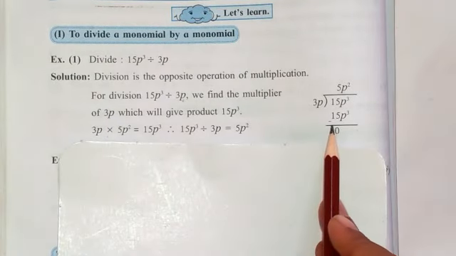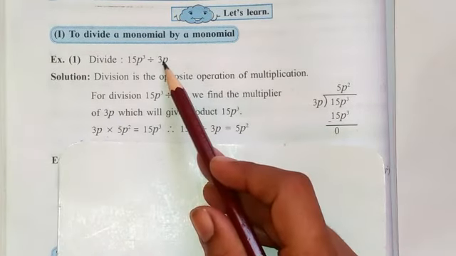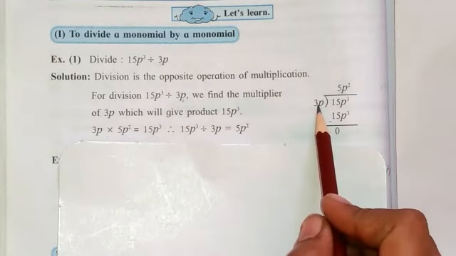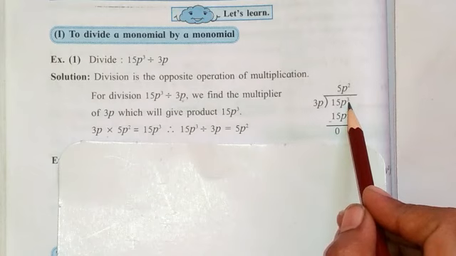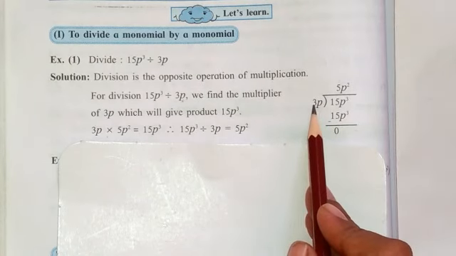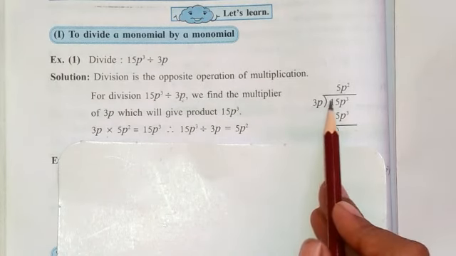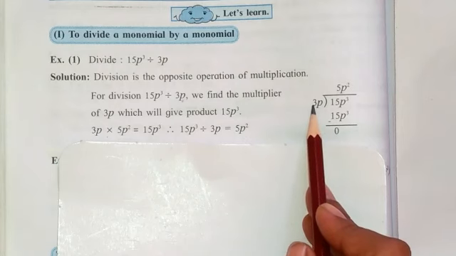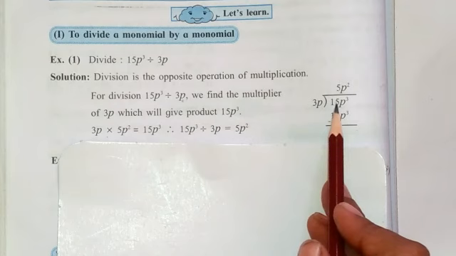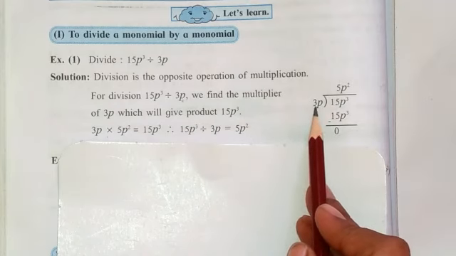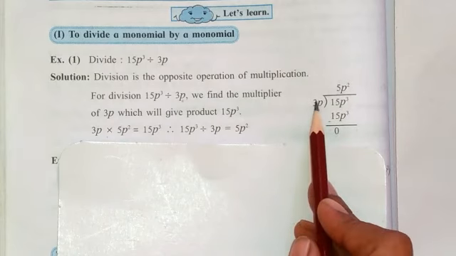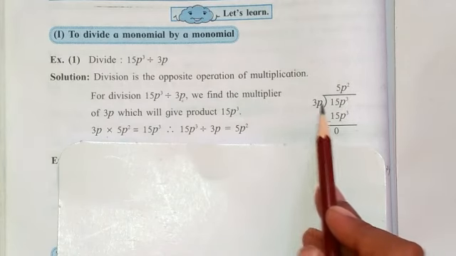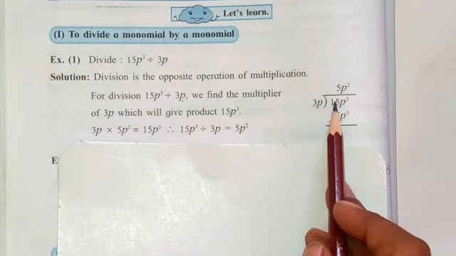Now students, let's focus here only. This 3p we are going to write it here, and 15p raised to 3, which we are going to write here. Now students, first of all we are going to look towards the coefficient, it means number only. So if we have to divide this 15 by 3, then 3 5s will be 15. So first of all we have to write 5. 5 will be here and 15 will be here. 3 5s are 15. Now the coefficient problem will be over.